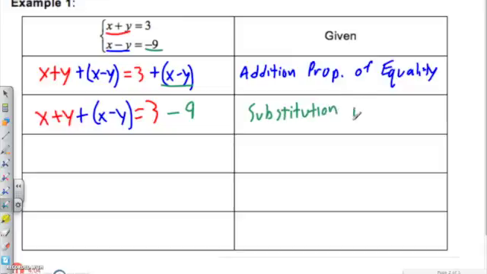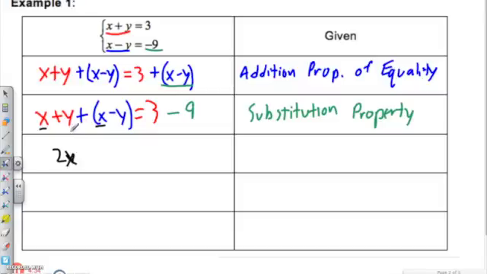I can take 2 things that are equal to each other and swap them out. We knew that this x minus y was equal to negative 9, so we can replace that because it's a little bit more convenient to work. Now, I'm set up where I have like terms on this side and I have like terms on this side. So I want to go ahead and combine them. Alright, so I'm going to combine my x and my x, and that's going to give me my 2x.